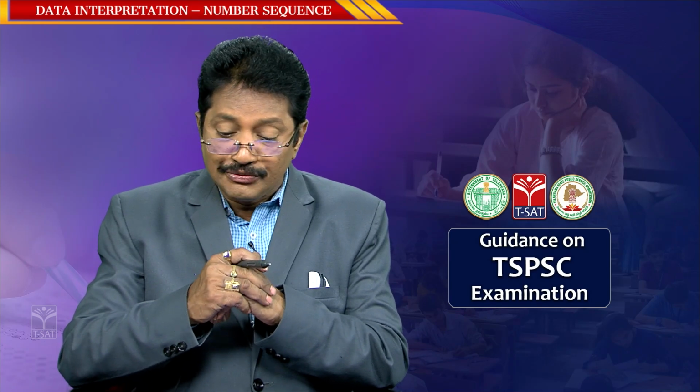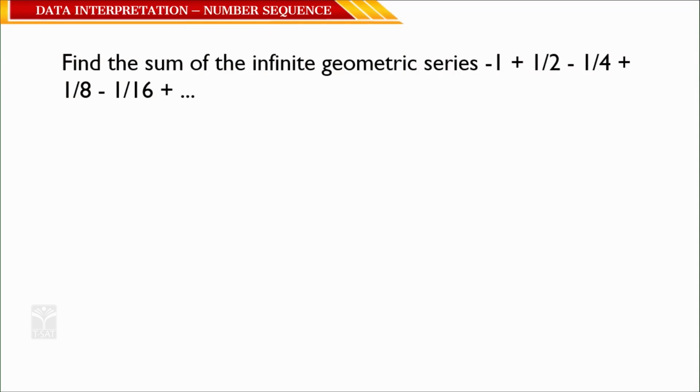Find the sum of the infinite geometric series minus 1 plus 1 by 2 minus 1 by 4 plus 1 by 8 minus, and so on. Already you know that when the modulus of r is less than 1. So, how are you going to get the r value here? r is equal to (1 by 2) by (minus 1), which is minus 1 by 2. Very clear, you know that this is less than 1, a negative value.